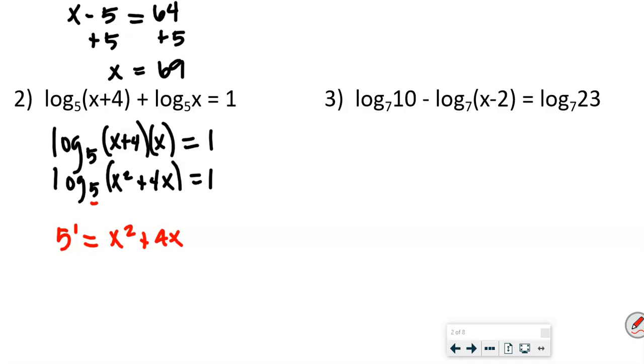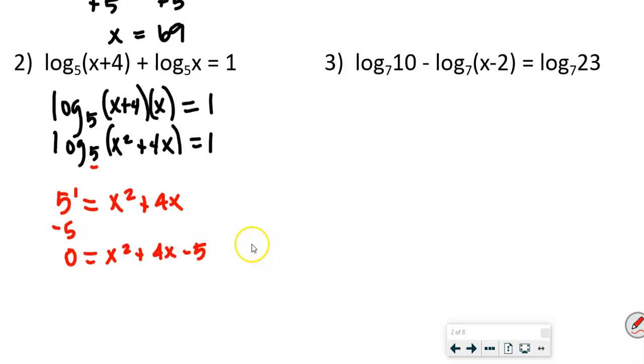So now what we're going to do is subtract that 5 from both sides, because 5 to the first is obviously 5. So this is going to be 0 is equal to x squared plus 4x minus 5. Now what we're going to have to do is factor this, okay? So 0 is equal to, we're going to go ahead and factor the negative 5. What are your factors of negative 5 that add up to positive 4? So that would be plus 5 and minus 1, right? Now remember, we're going to set both of these equal to 0. So this is going to be x equals negative 5, and this is going to be x equals 1.